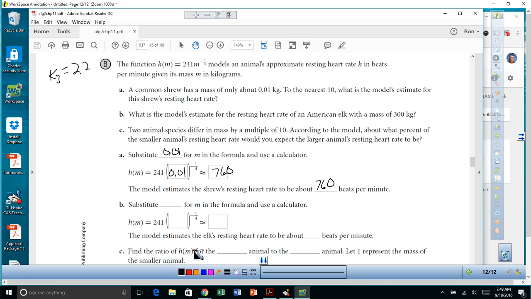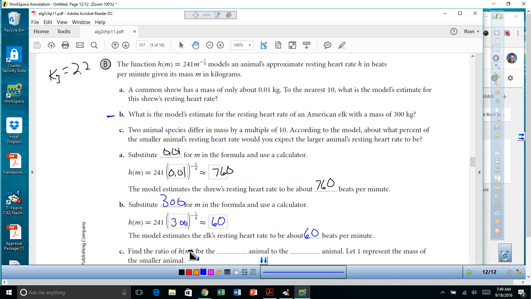All right, B. What is the model's estimate for the resting heart rate of an American elk with a mass of 300 kilograms? So now we're going to substitute 300 for m in the formula, and that's going to give us about 60. The model estimates the elk's resting heart rate to be about 60 beats per minute.